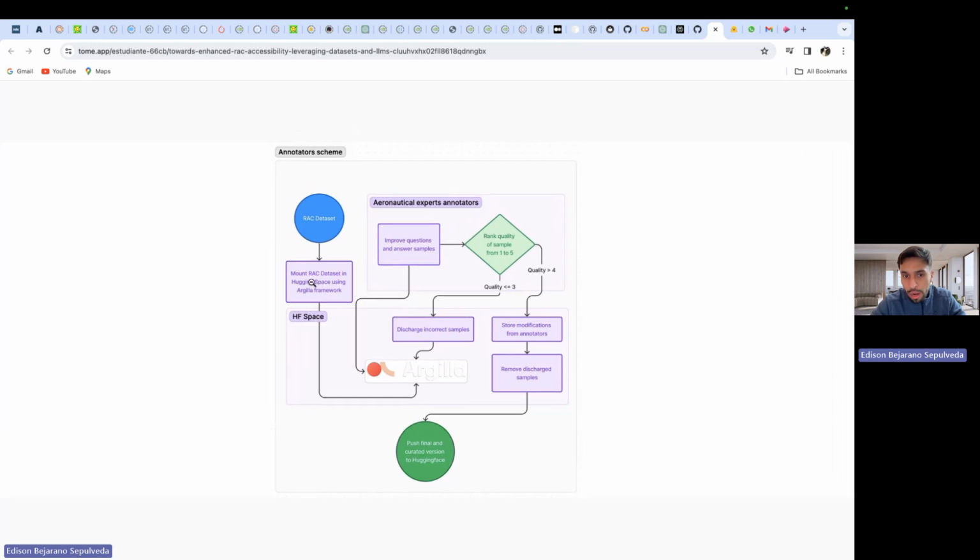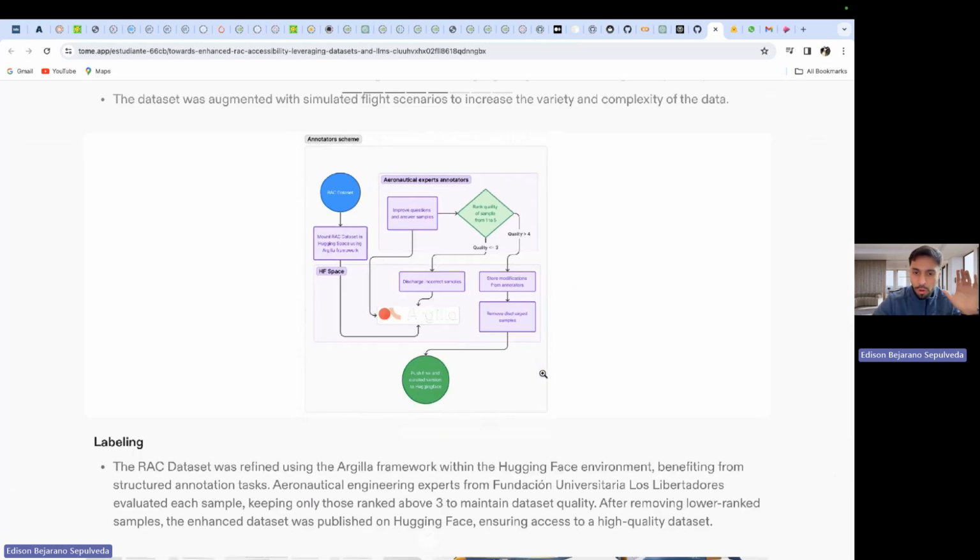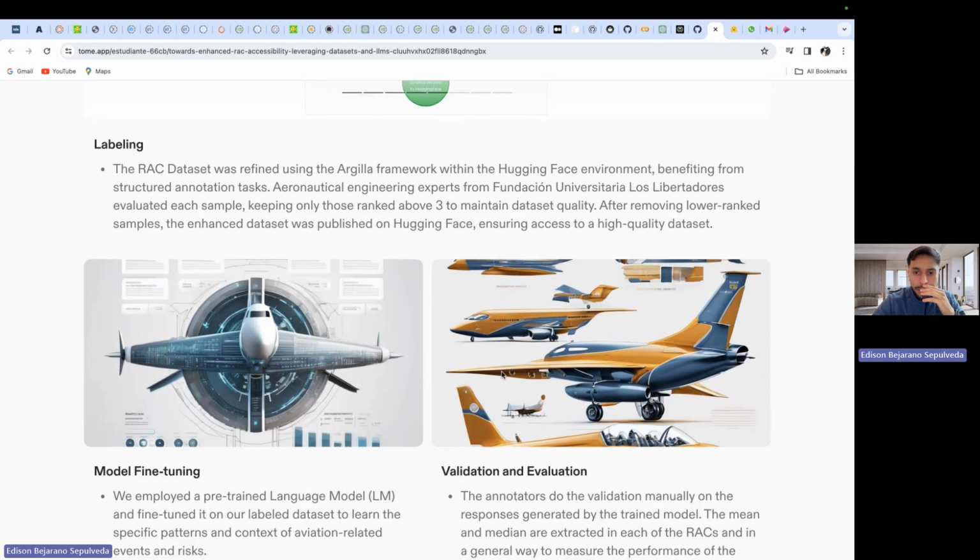For the labeling, we mount the RAC dataset into a Hugging Face Space using the Argilla framework. Argilla is a framework especially used for annotators. There the questions and answers of the samples were improved, and at the same time the quality of each sample was ranked from 1 to 5. If the quality was less than 3, the sample is discarded. If the quality is higher than 4, the modification from the annotators is stored. And when we have all the labeling complete, we push the final version to Hugging Face.